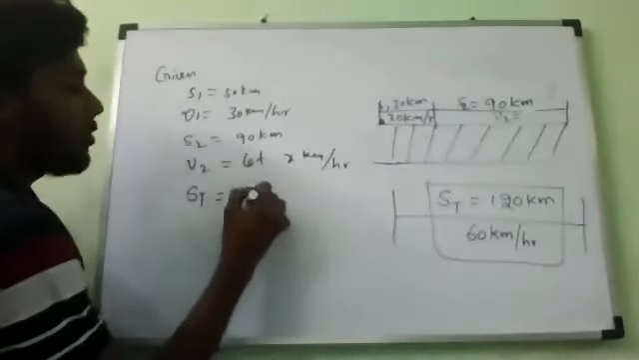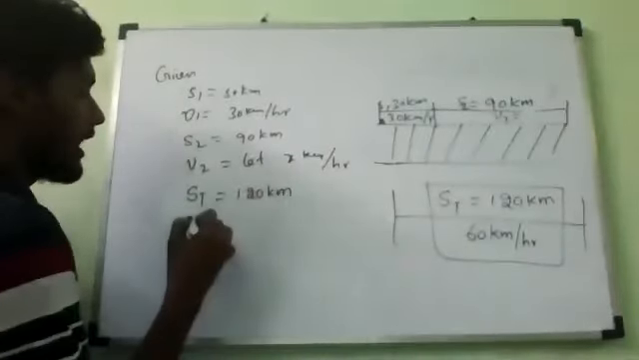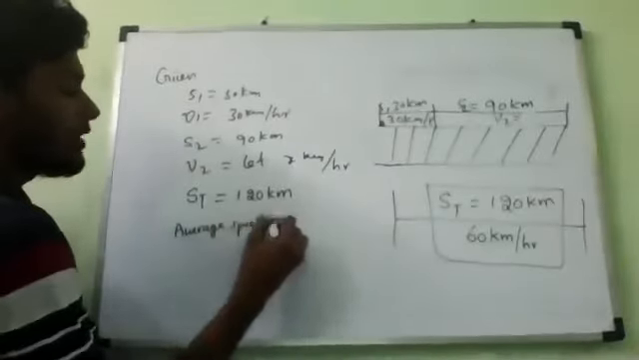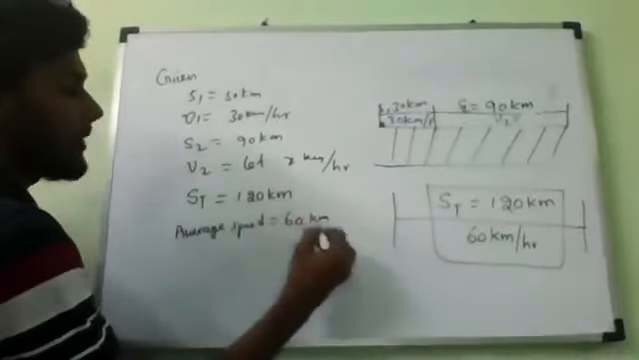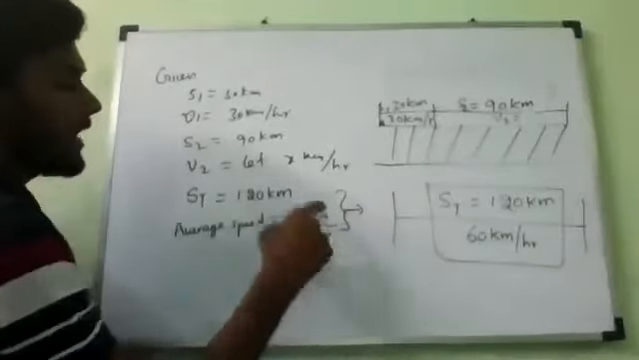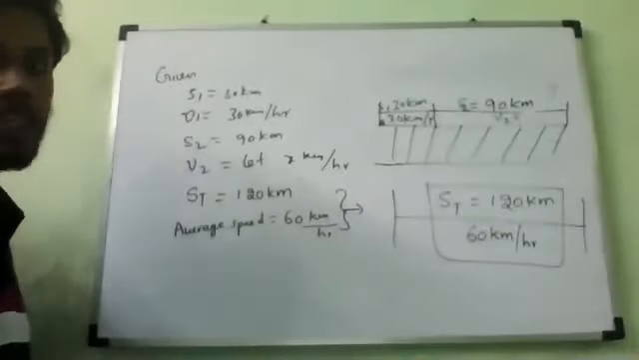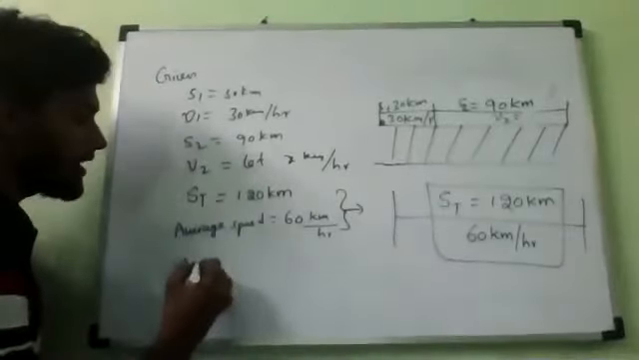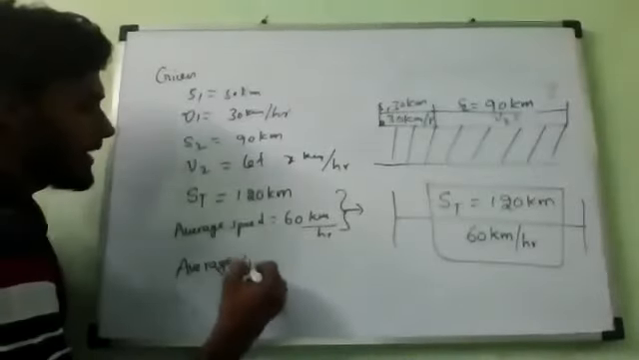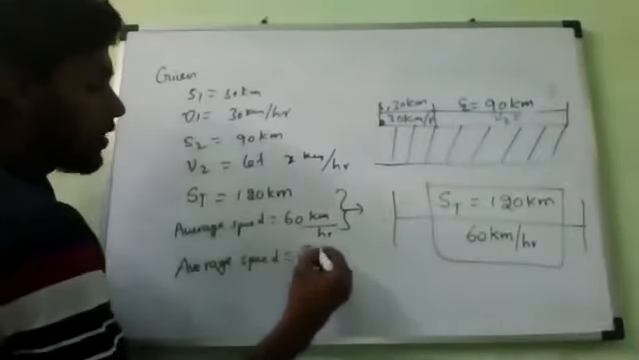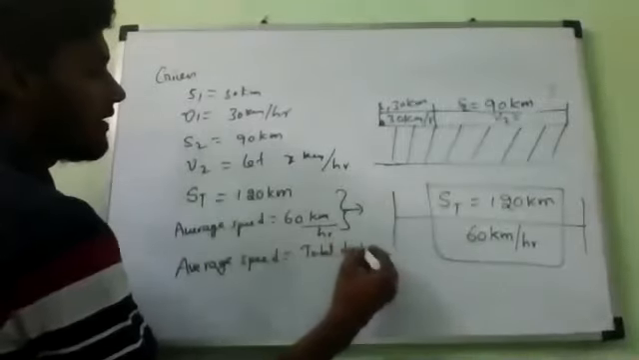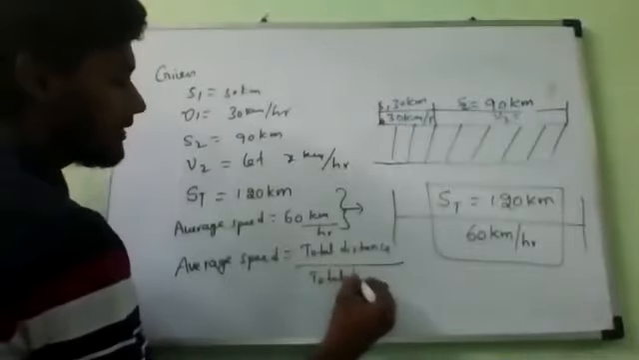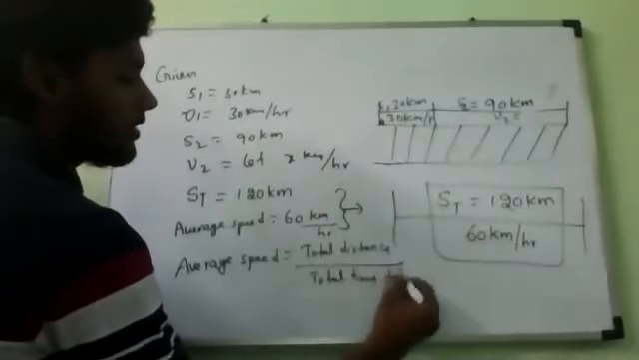Yes. Total distance is equal to 120 kilometers, and average speed is equal to how much? 60 kilometers per hour. Now, by using these two, can we calculate total time? Yes, we can. So what is the average speed formula? Average speed is equal to total distance traveled divided by total time taken.